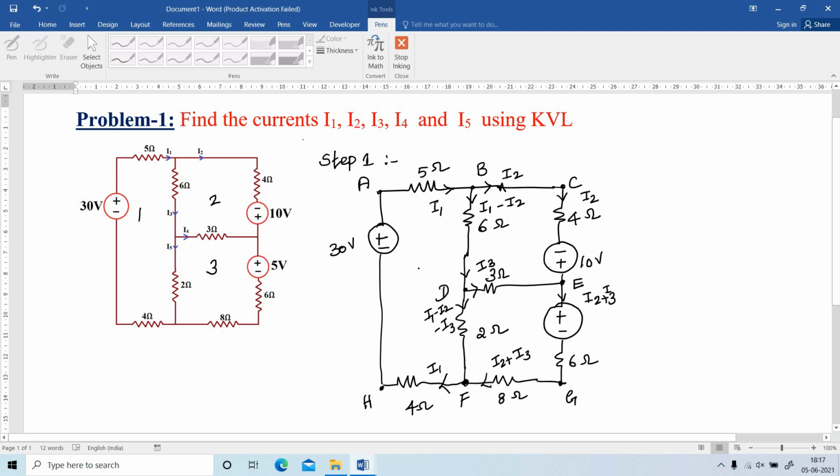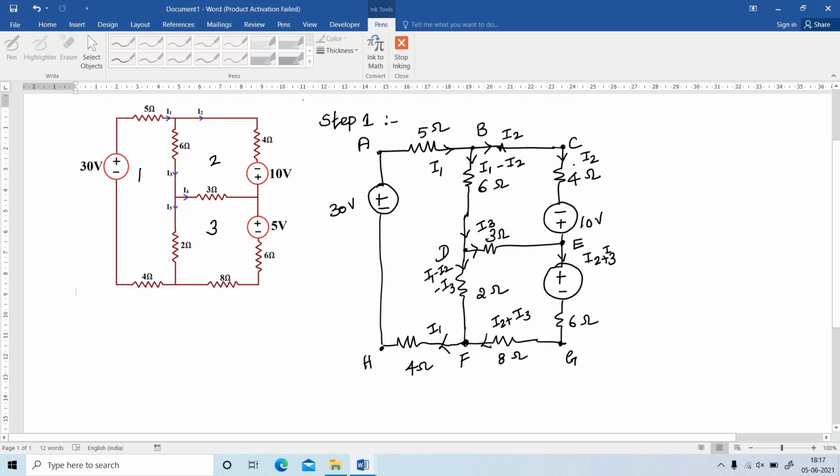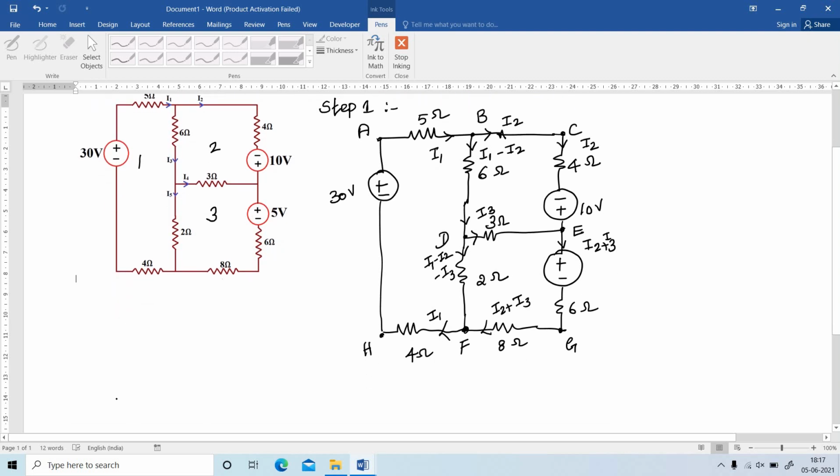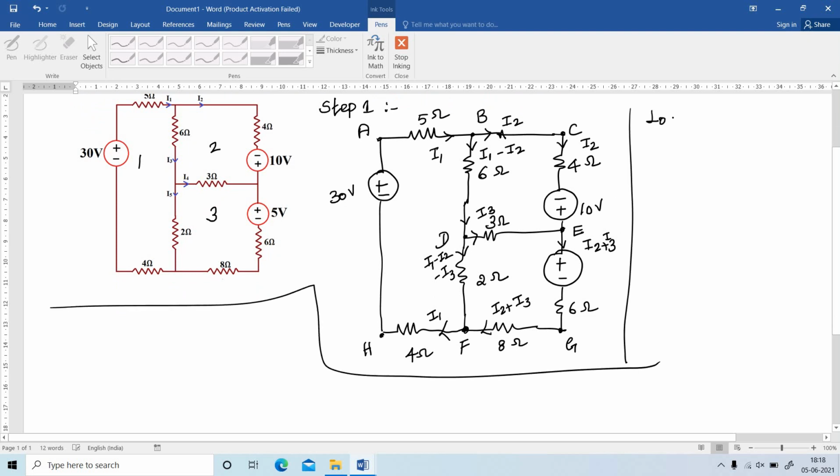Next, I am going to write the voltage equation using KVL. First of all, I am going to assume loop number 1. What is loop number 1? A, B, F, H, A. A, B, let us take D also, D, F, H and A. This is loop number 1.